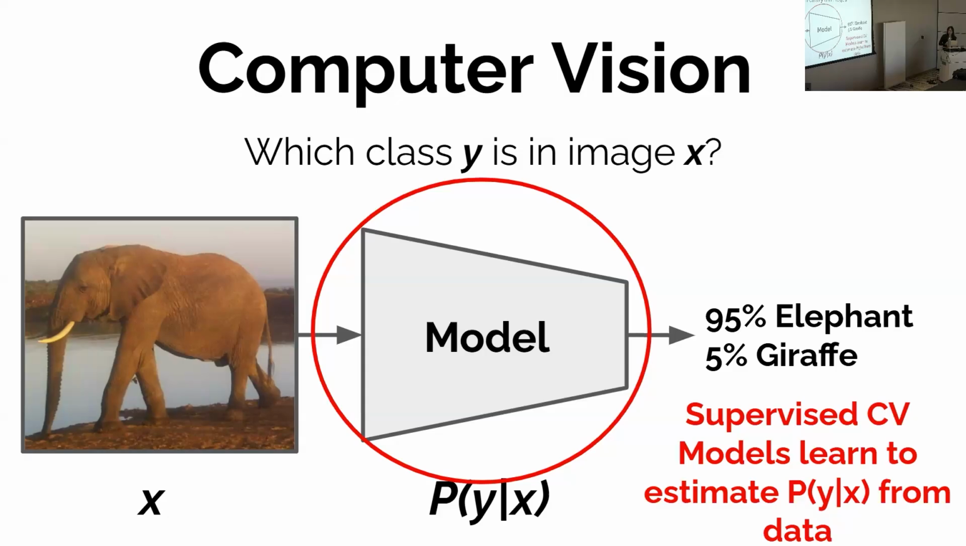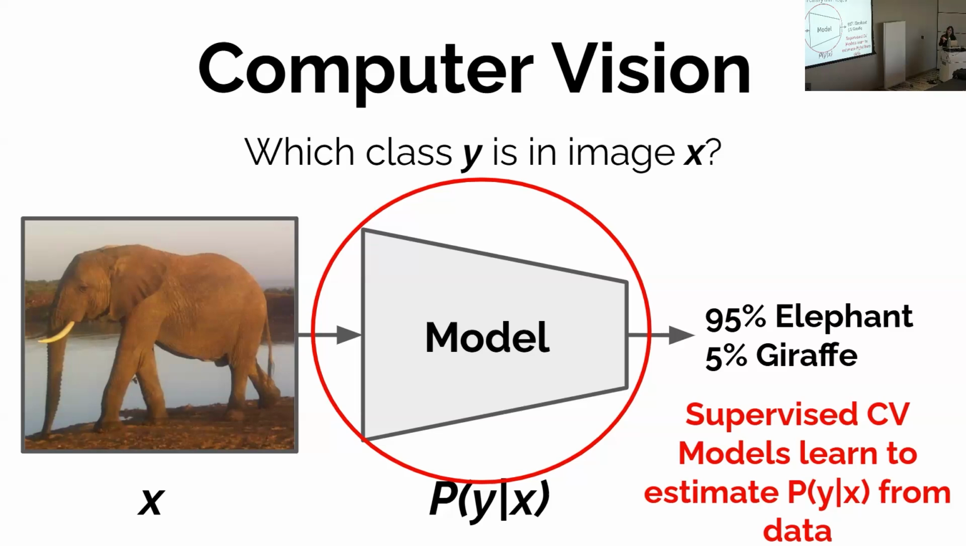And in computer vision, what we're trying to do is learn this model that estimates P of Y given X from data. And here what we mean by supervised is we basically learn this model given a data and its label pair. So it's supervised as in we have labels for the data that we have. Okay, so this is a very simple version and an oversimplification of what computer vision is.